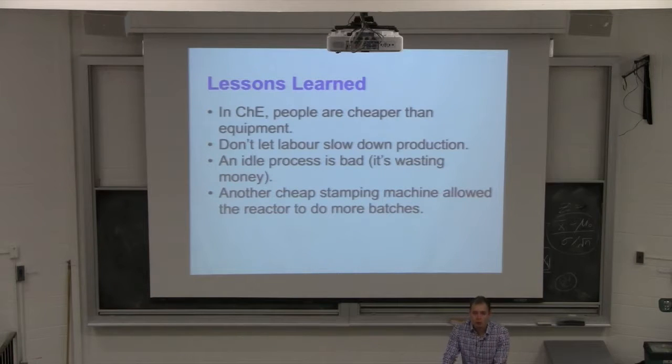Anyways, looking back on those examples, the idea with chemical engineering in general that you'll face is people are super cheap compared to the equipment. If your reactor costs $25 million and a person costs $70,000 a year, well then don't let labor be the excuse for why your production is falling behind. You want to utilize the people to the best that they can, but you don't want to try to save money on operators and end up losing a lot on revenue.